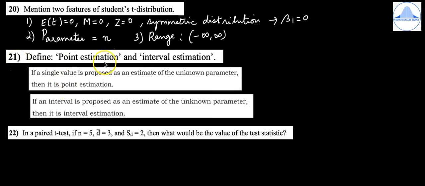21st question, define point estimation and interval estimation. So this is an important question. If a single value is proposed as an estimate of the unknown parameter, then it is called point estimation. And if we propose an interval in which the unknown population parameter lies, then it is called interval estimation.